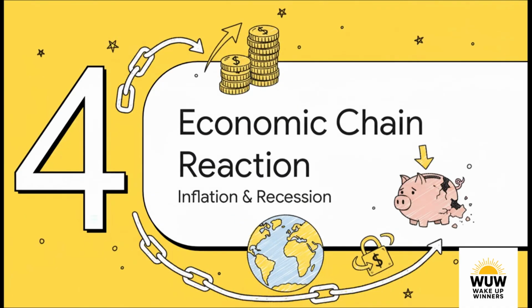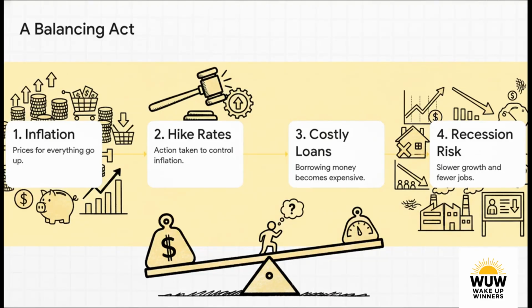So this naturally leads us to the tools that governments and central banks use to try and steer their economies. You hear these words on the news all the time: inflation, recession, and interest rates. They're all part of a very delicate and often painful chain reaction. Let's walk through how this usually goes down. First, you get inflation. That's when prices for everything just keep going up. To fight that, a central bank will raise interest rates. The idea is to make borrowing money more expensive, which should cool down spending.